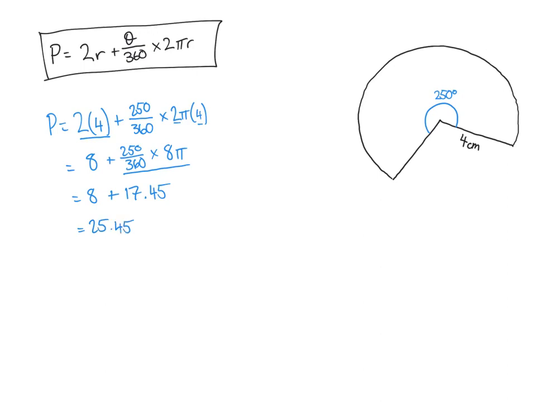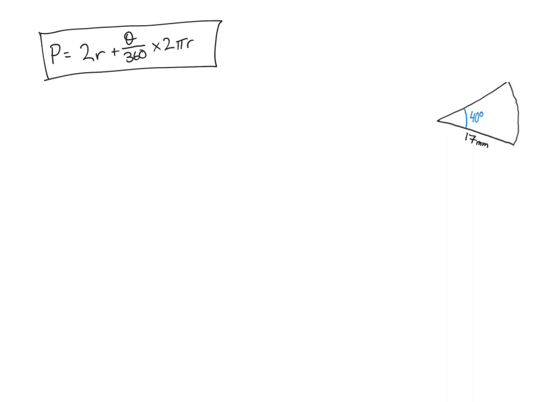So that just means the perimeter of this shape is 25.45 centimeters, and I've used centimeters because the radius measurement given to us was in centimeters. Let's have a look at another example. We're going to use the exact same formula, but this time with a different sector.